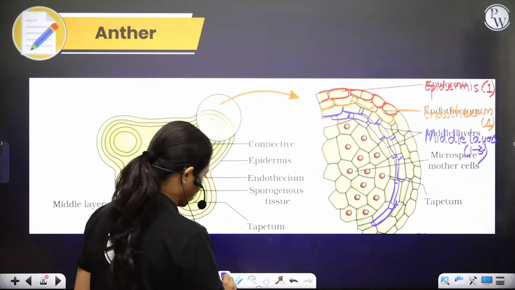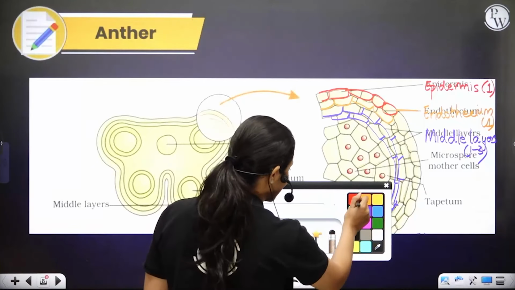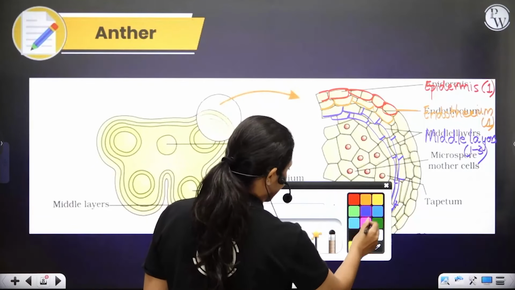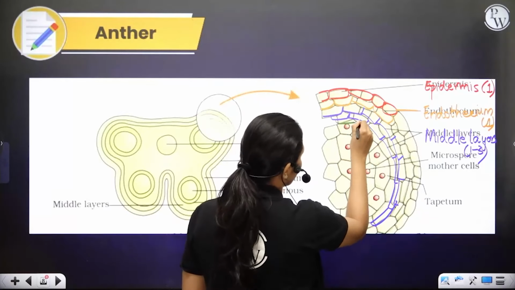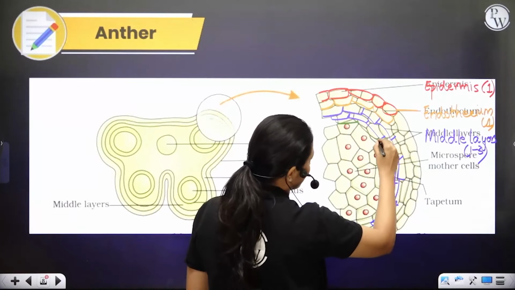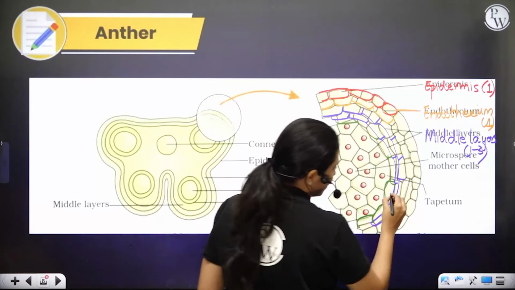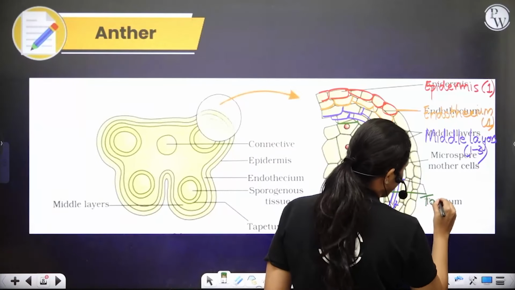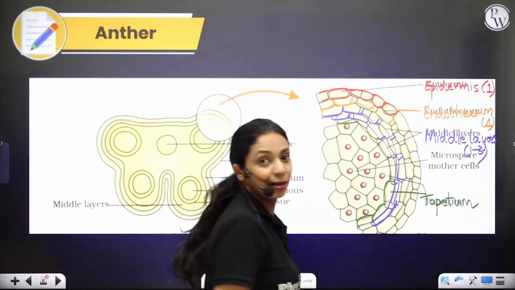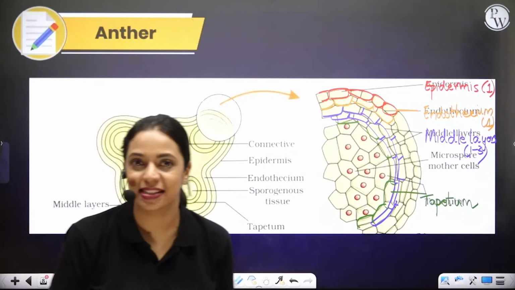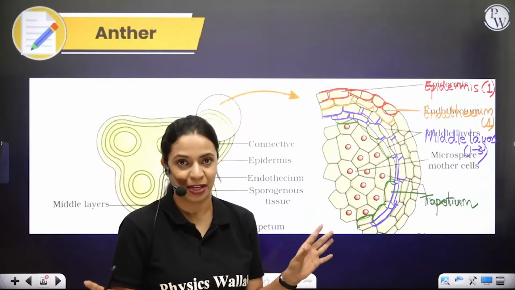Inside that, you have another layer of cells, which I will highlight in, let's say, green color. These cells are called tapetal cells, and that layer is called the tapetum. Tapetum usually contains dense cytoplasm, prominent nucleus, usually more than one nucleus also will be present.